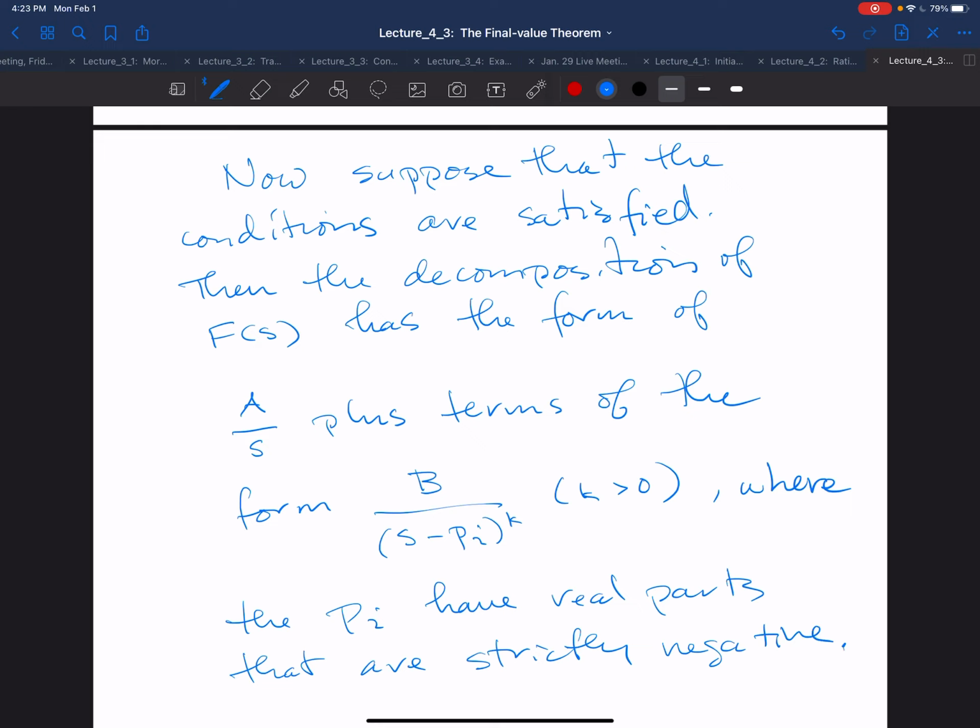In that case, you know that all of the inverse transforms of these terms are going to be exponentials of the form e to the power p_i t. And by virtue of the fact that the real part of p_i is strictly negative, those will be decaying exponentials. So the inverse transforms of these terms will all go to 0 as t goes to infinity. So you'll be left just with the final value of the inverse transform of this term. Well, this, of course, is a times a unit step, so its final value is going to be a itself.